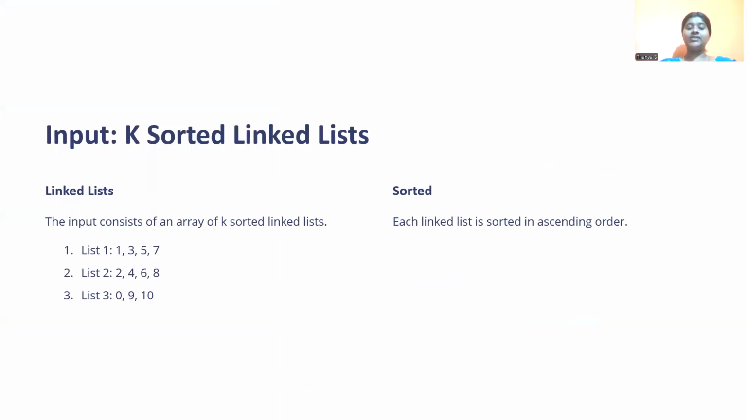The input consists of an array of k-sorted linked lists. List 1 is 1, 3, 5, 7, list 2 is 2, 4, 6, 8, and list 3 is 0, 9, 10. Each linked list is sorted in ascending order, as you can see that the linked lists have been sorted in ascending order.